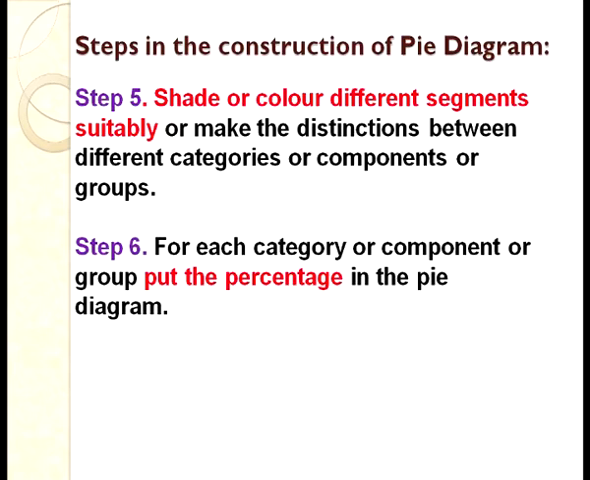In the next step, we shade or color the different segments so that we can easily identify them. In the next step, that is step 6, we put the percentage on the shaded areas. Hence, a neat, clean, interesting and very good pie diagram will be drawn. So these are the 6 steps which we should take while drawing a pie diagram.